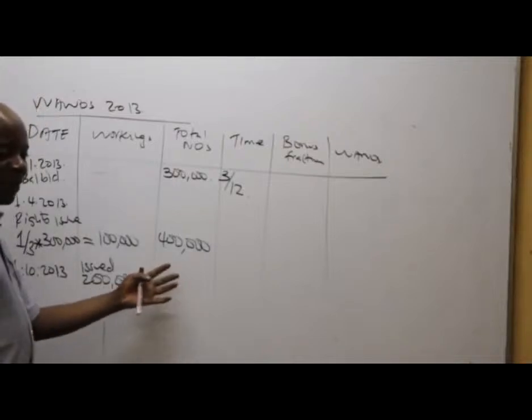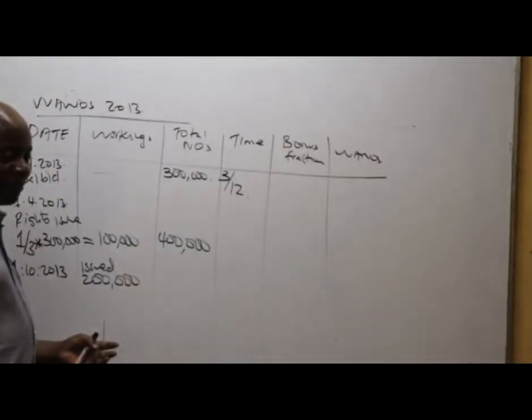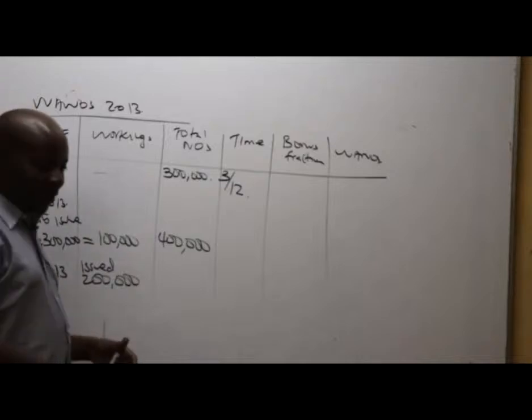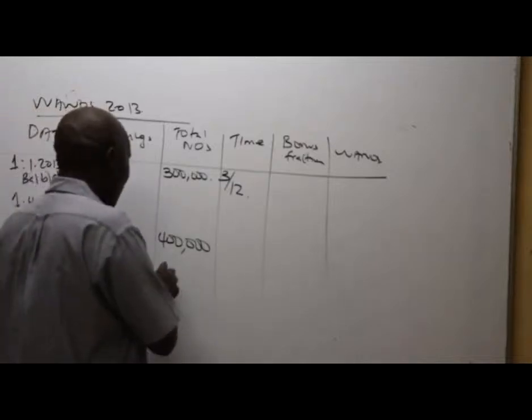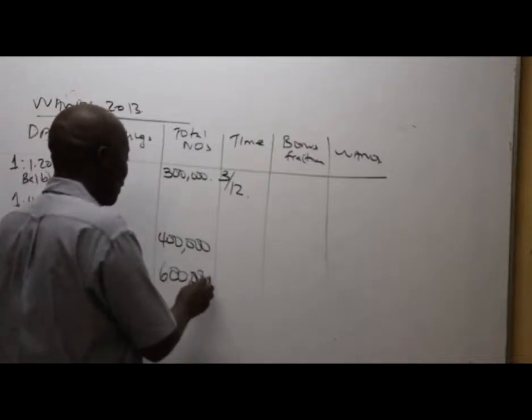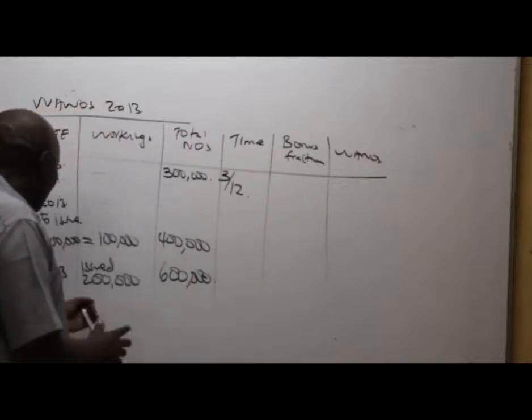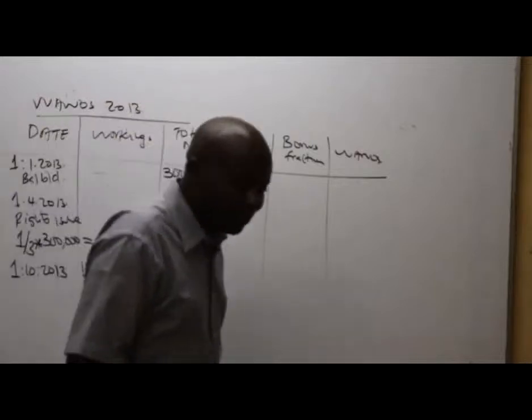So how many shall we be having in total? 600, right? 600. Thank you very much. 600,000. Apart from this transaction, do you want any other transaction?